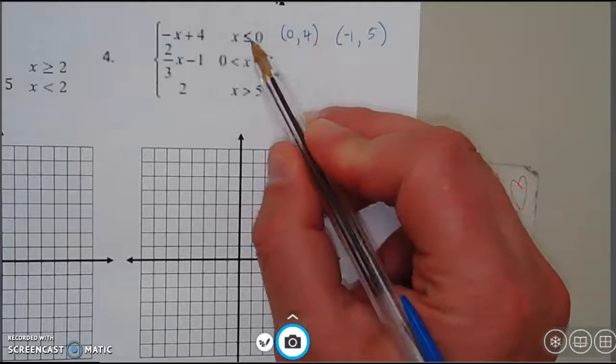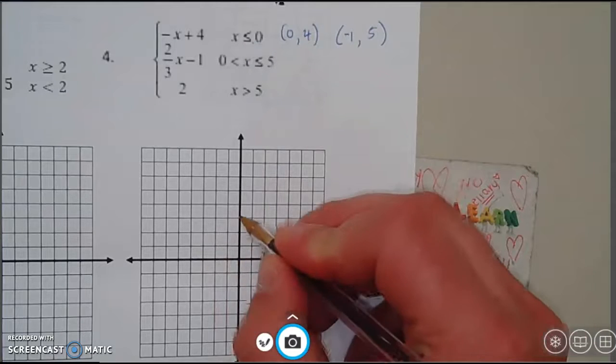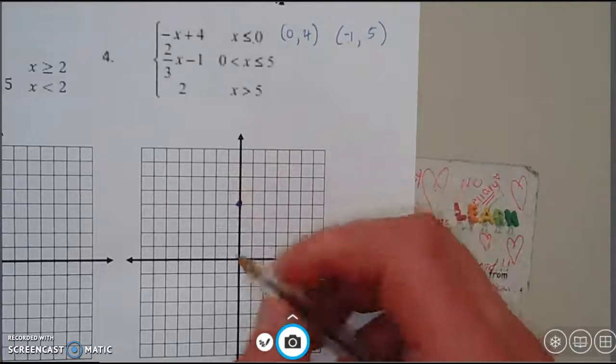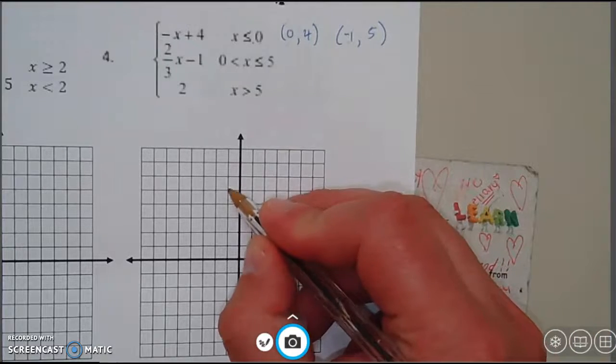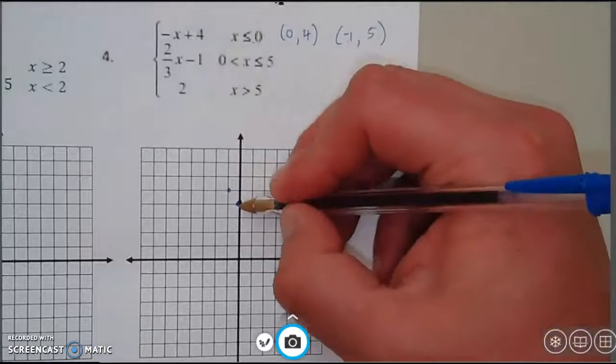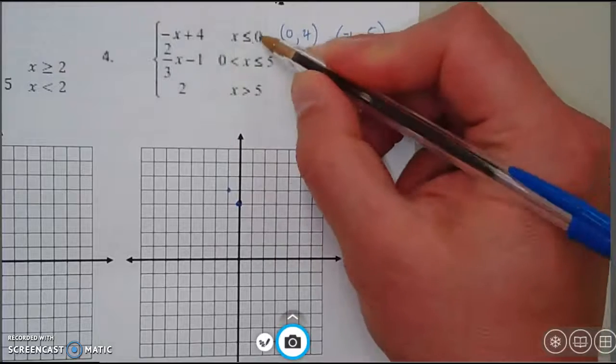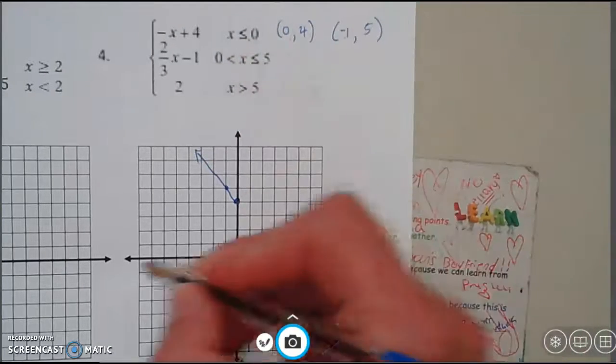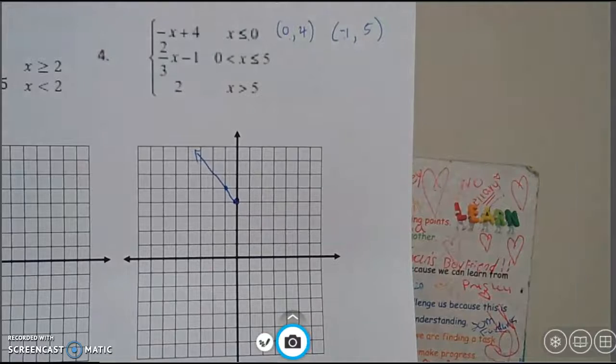And this 0 point is going to be solid. So at (0, 4), solid point. And then (-1, 5). That's going to be a solid point because that's within the domain. So this line, this is the end point, and it goes off forever to -infinity. So there's our first line.